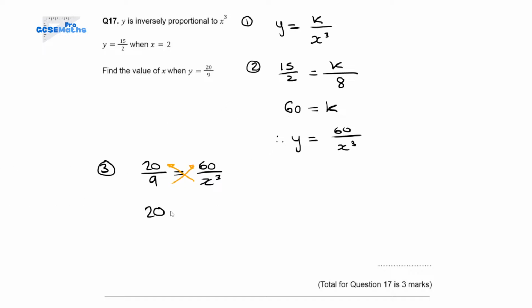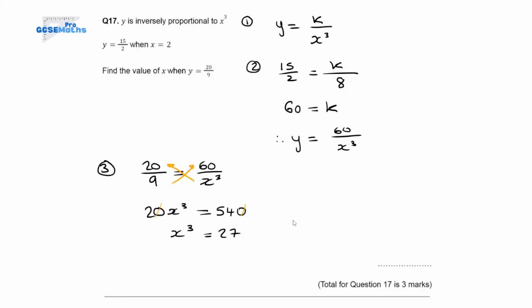So I'd move the x cubed out of the denominator by multiplying it, and then I would times 60 by 9, so 6 times 9 is 54, add a 0. And then from there, you can obviously divide by 20, but I just kind of knocked off the zeros for dividing by 10. x cubed would be 27.